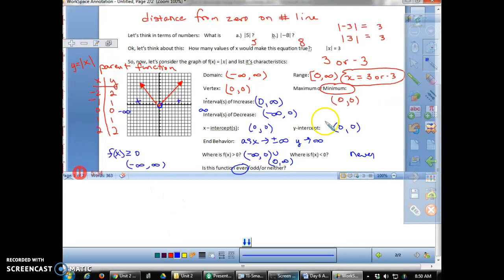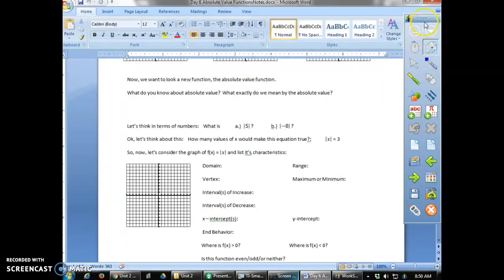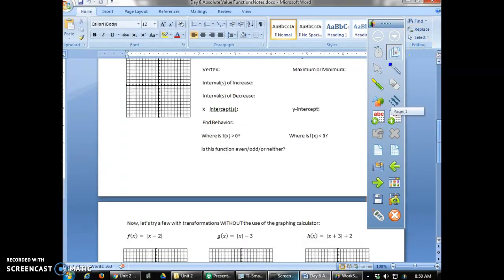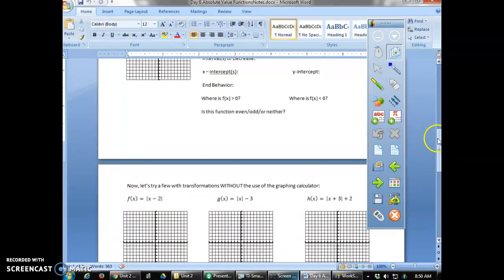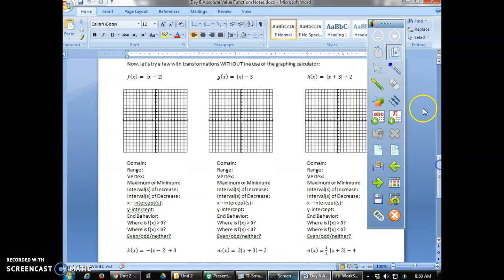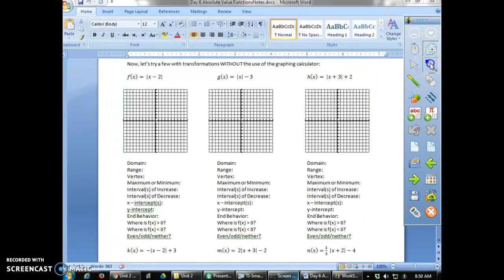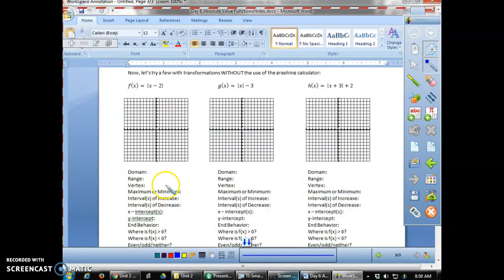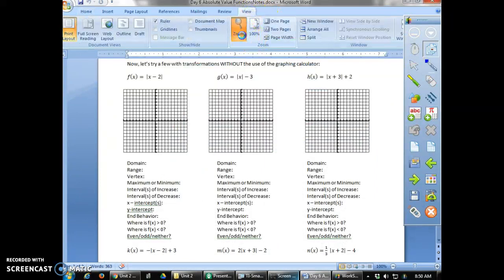All right, so let's do one where we have some transformations. So flip over to the back. We have a lot to do here. I'm going to go pretty fast through this. Okay, the first thing I always do is the vertex. What is the vertex here? 2, comma 0. Very good. I'm going to get this a little bit smaller if I can.